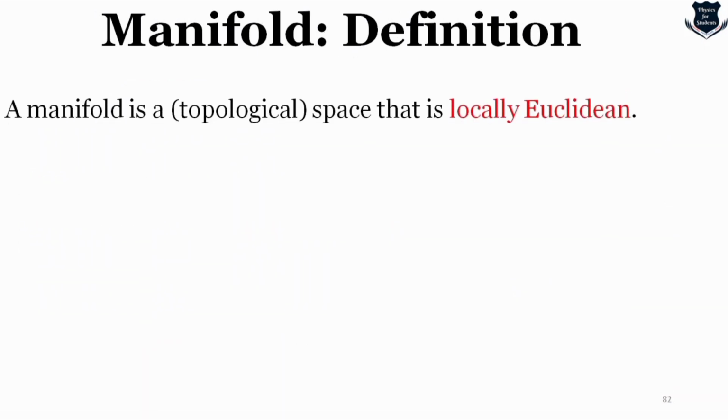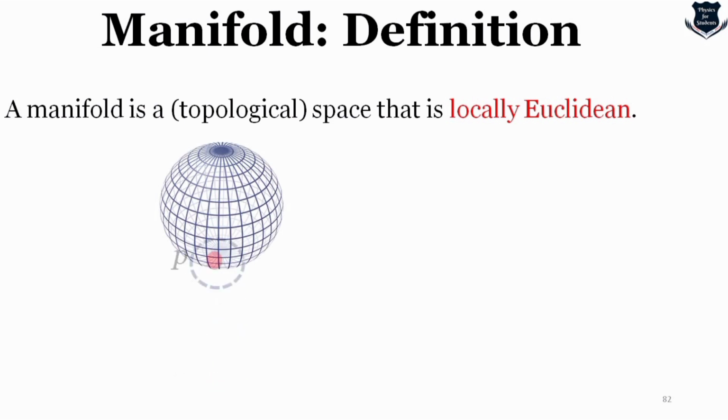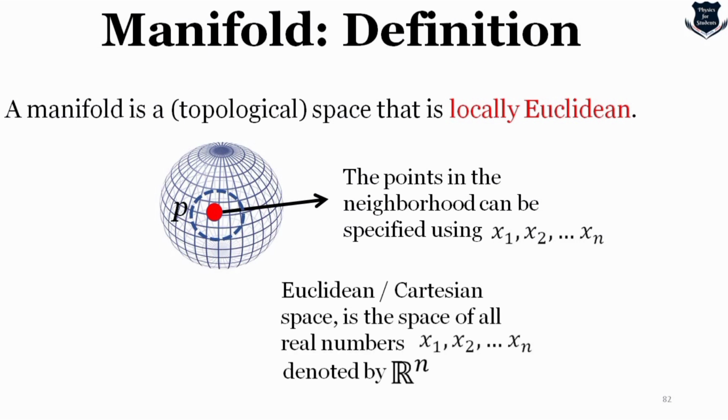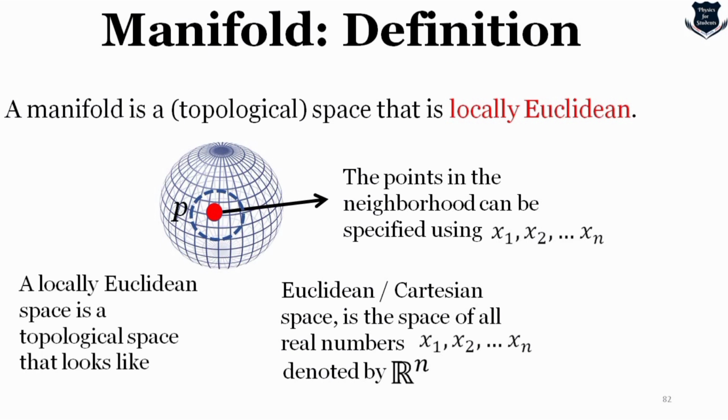Right, so it is a topological space that is locally Euclidean. You can see this one, it is points in the neighborhood, so that it can be used x1, x2, x3 and so on up to xn. So Euclidean or Cartesian space is the space of all real numbers denoted by Rn, and a locally Euclidean space is a topological space that looks like Rn. Simple, very simple. So we take a manifold, we define a manifold when those neighboring points etc.